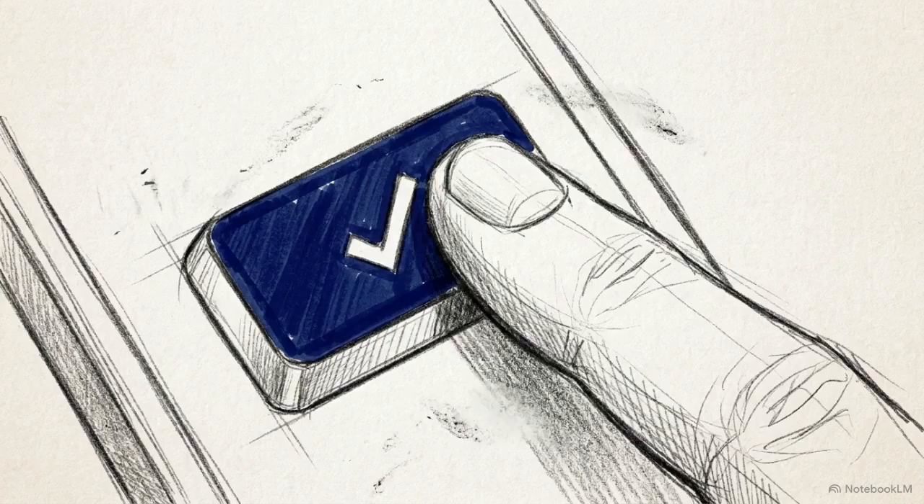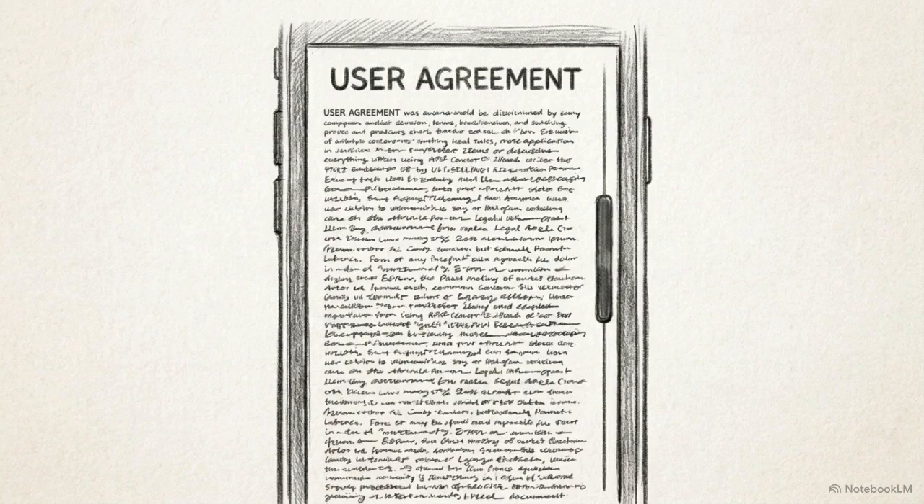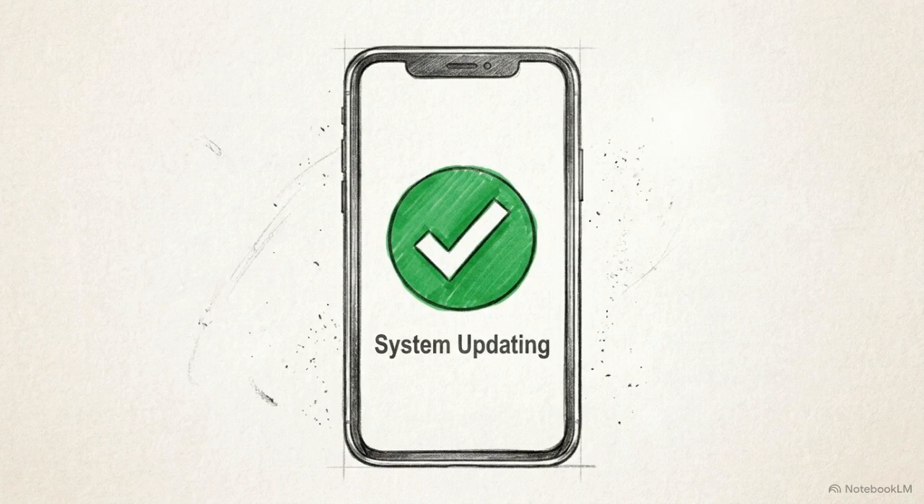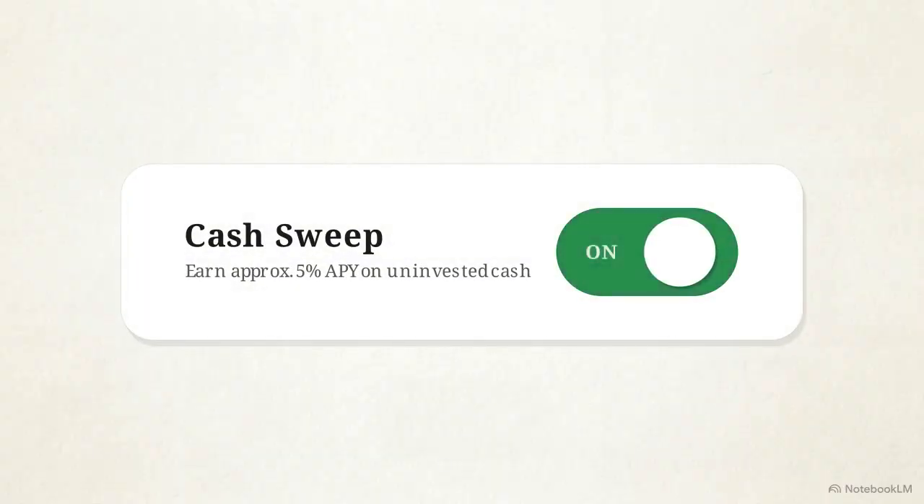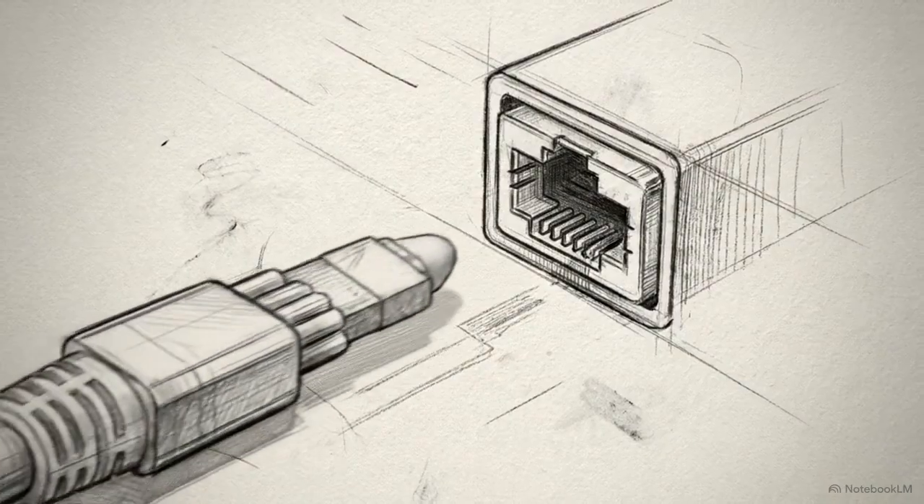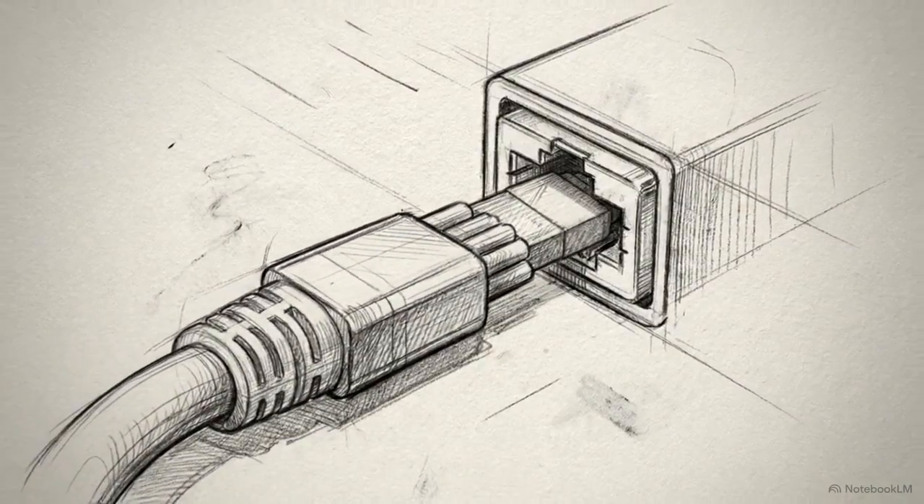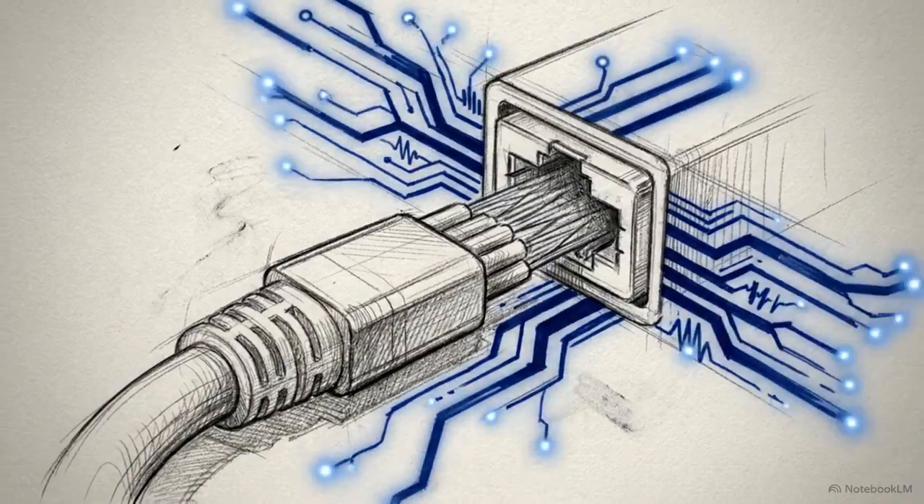Tap the button to enable the sweep. You will be prompted to review the terms of service. Scroll through these disclosures to proceed. Confirm the activation. The system will process your request and provide a confirmation signal. Return to the menu to verify that the digital toggle has moved from the off position to the active on position. This sequence rewires the flow of your idle cash, plugging your account directly into the high-yield banking network.